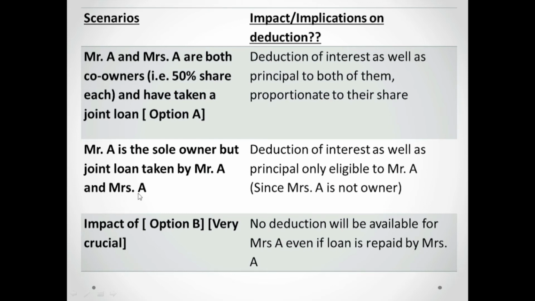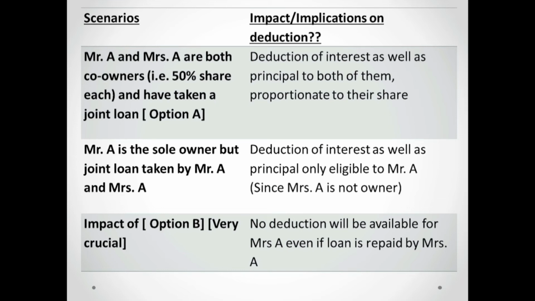Only to whom the owner is actually, that is Mr. A. Sorry, Mr. A. Okay. So only for Mr. A the deduction will be allowed, even if Mrs. A pays the loan, still both of them will not get the deduction. I will tell you why. Because Mr. A will not get the deduction because he has not paid the loan, and Mrs. A will not get the deduction because she is not the owner itself of the property.